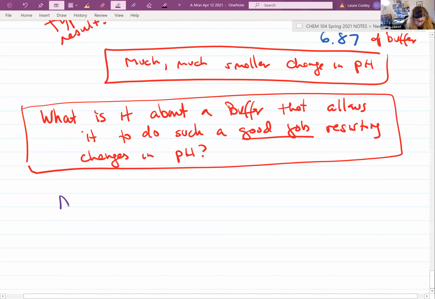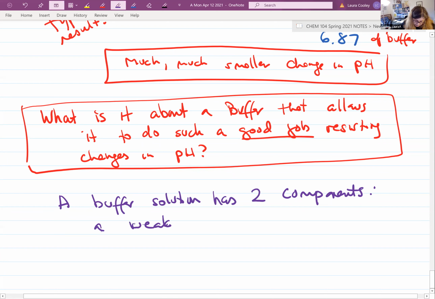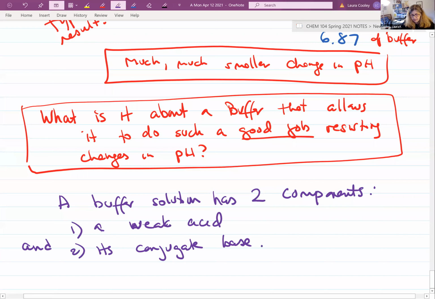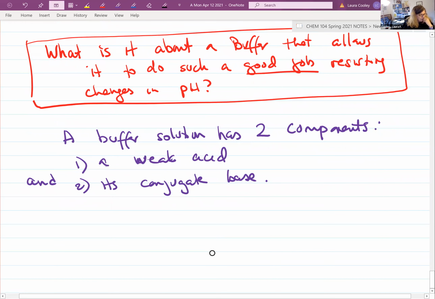And what it is, a buffer solution has two components, each of which are very important. It has a weak acid and its conjugate base. Okay, so wait a minute. What if I made a solution of a weak acid? So I'm just going to say, wait a minute. Won't a weak acid solution have both of these?